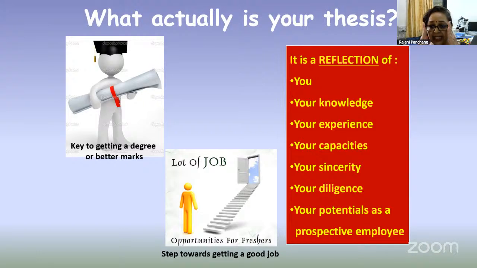Your thesis is the only time that also tells you about project management. That is how to conceive a project to how to deliver a project effectively. For that, you need to plan it step by step. And that's why your thesis actually tells a prospective employer about your potential.